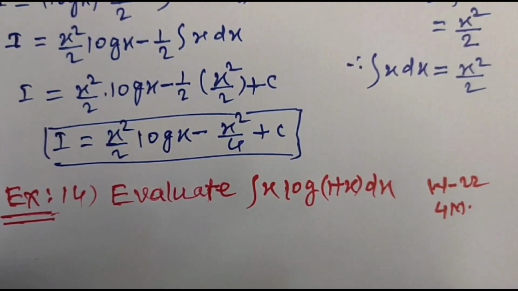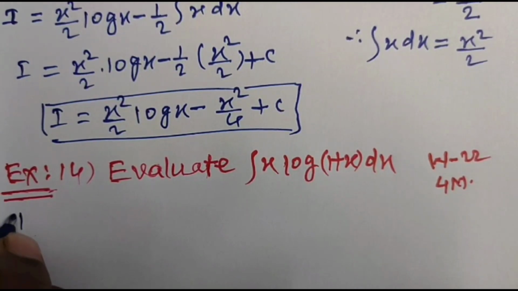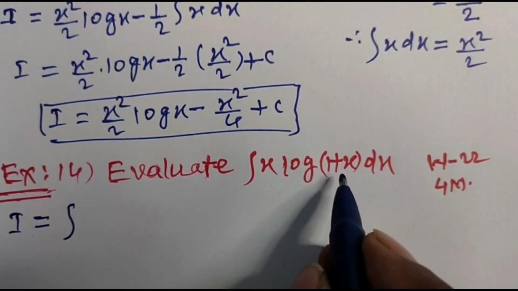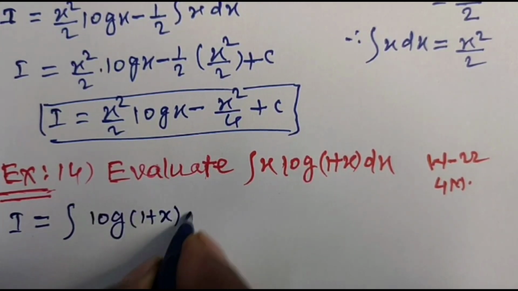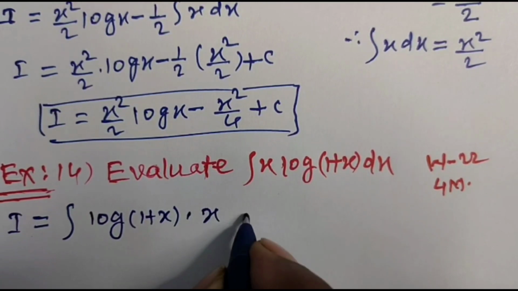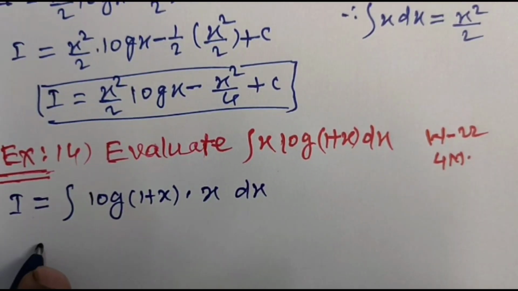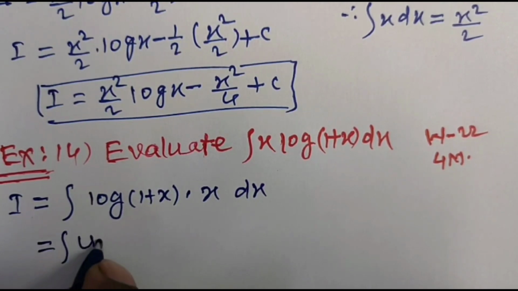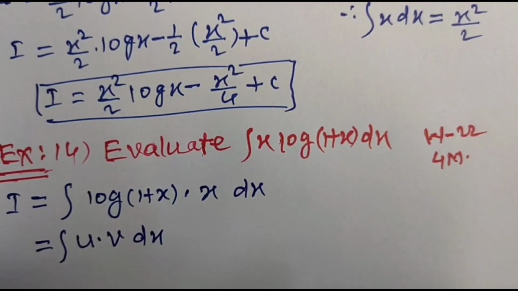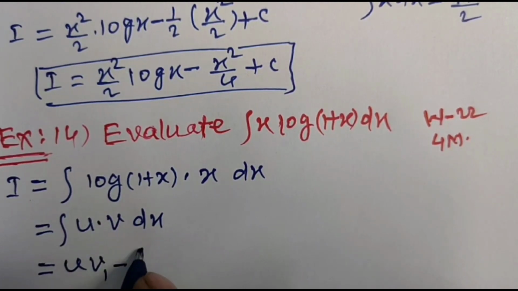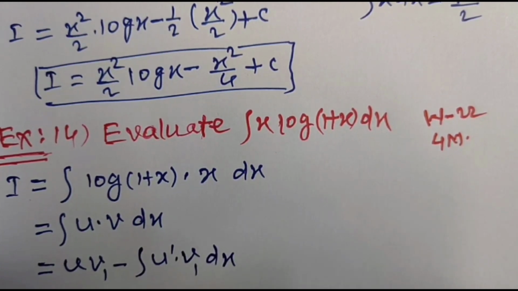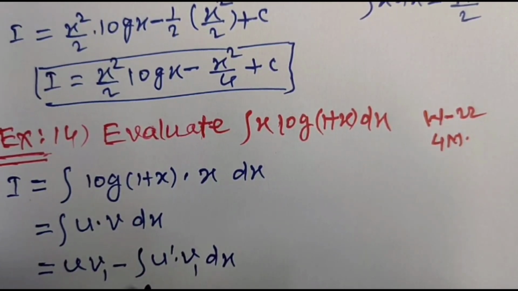Hence applying LIATE rule, I is equal to, we can write integral of logarithmic function will be on first position, or you can say first function, into x, algebraic function, integral with respect to x. Now this is equal to, we can write, u into v integral with respect to x. And here applying by parts method, value of this integral will be u into v1 minus integral of u dash into v1 integral with respect to x. Okay, we want u dash and v1.